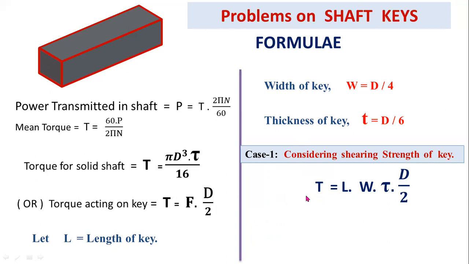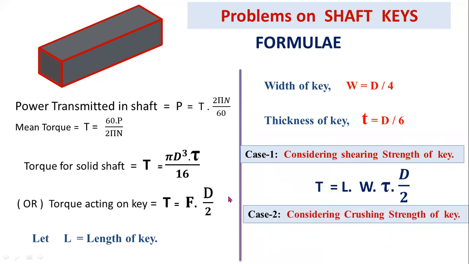Torque transmitted by the key equals L, length of the key, into width of the key, into shear stress induced in the key, into radius of the shaft. By using this formula, you can determine the shear stress induced in the key material. From this equation, you can determine the value of shear stress induced in the key material.